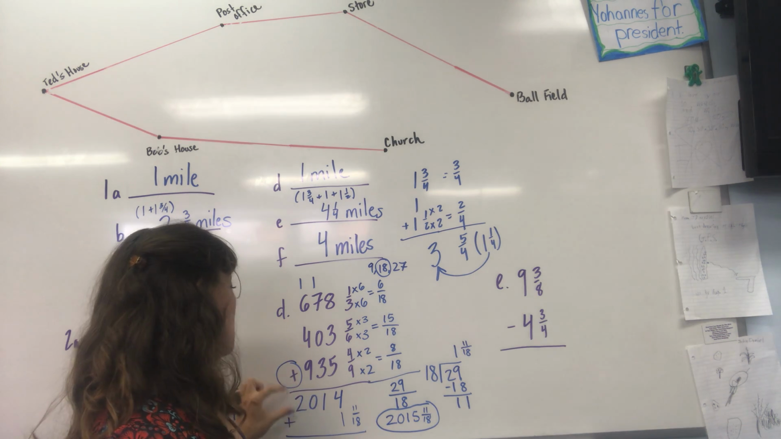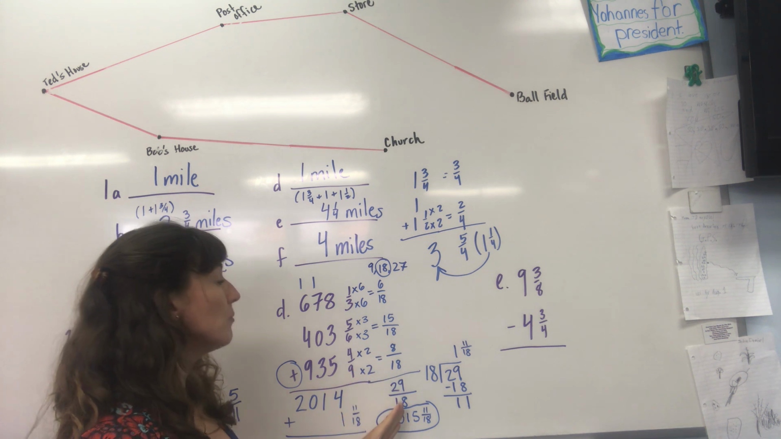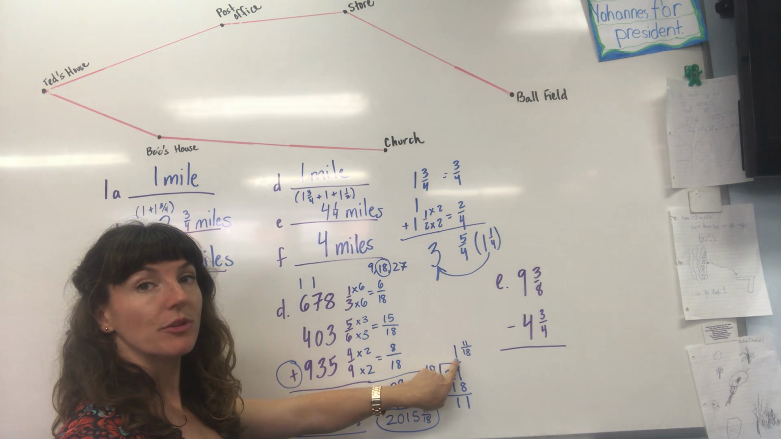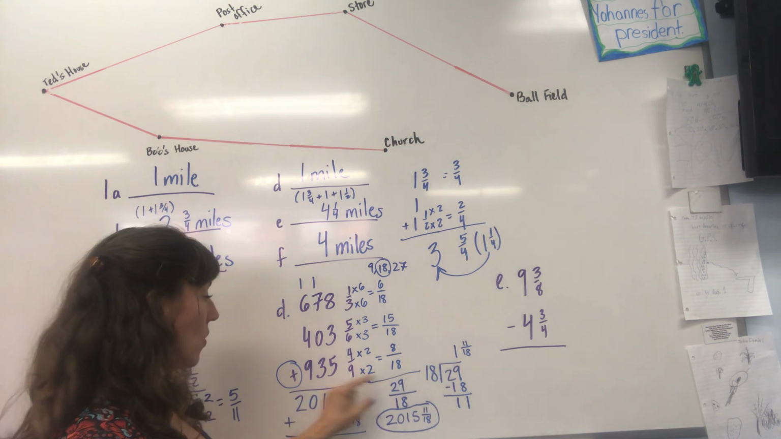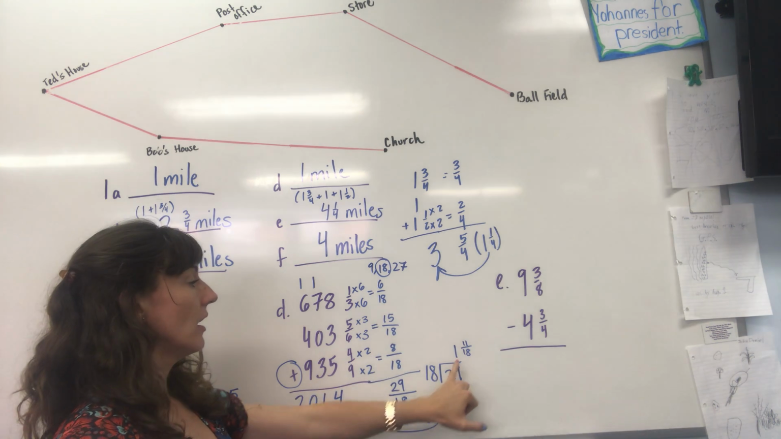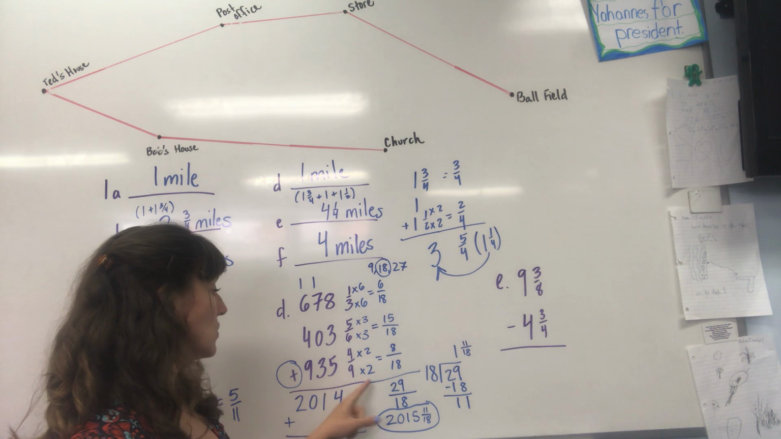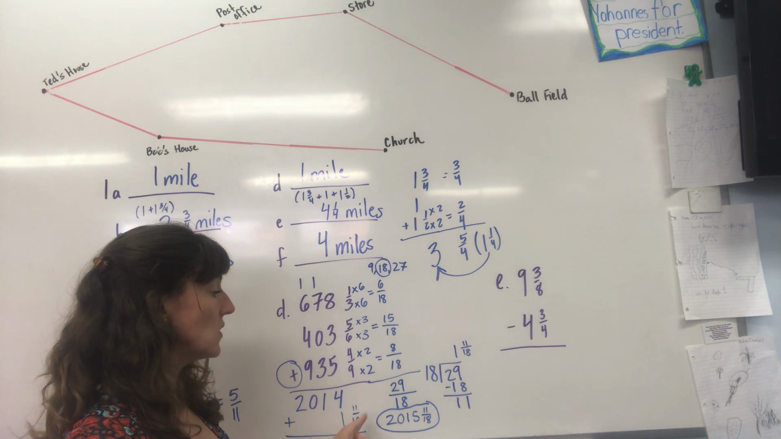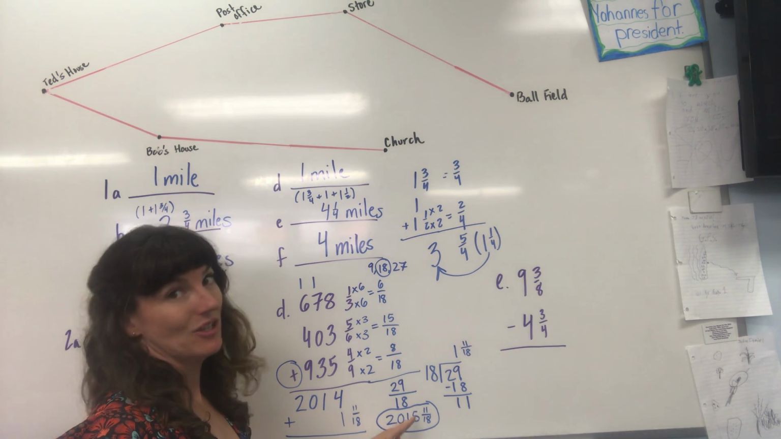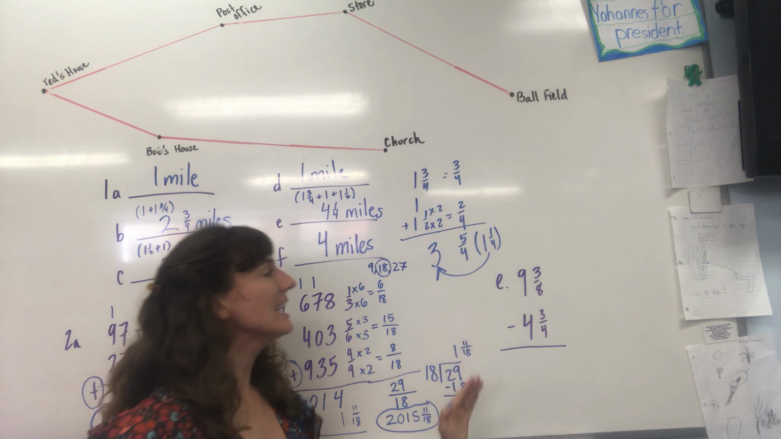So remember, you have your whole number, and when there's an improper fraction, you will add the whole number from your division to the whole number you already have and tag on your fraction. Okay, so the 2014 and 29/18 becomes 2015 and 11/18. Okay, moving on to 2e.